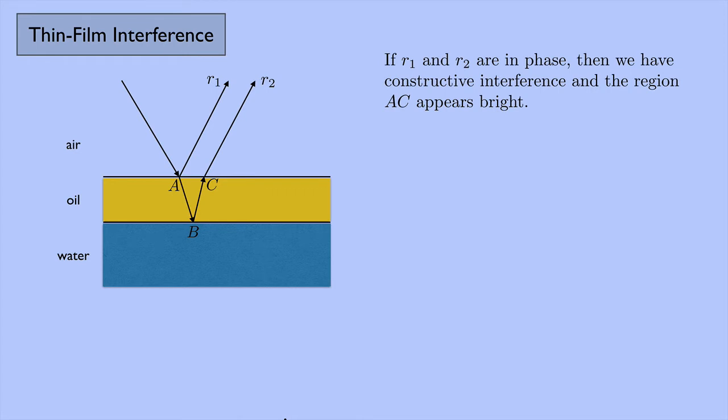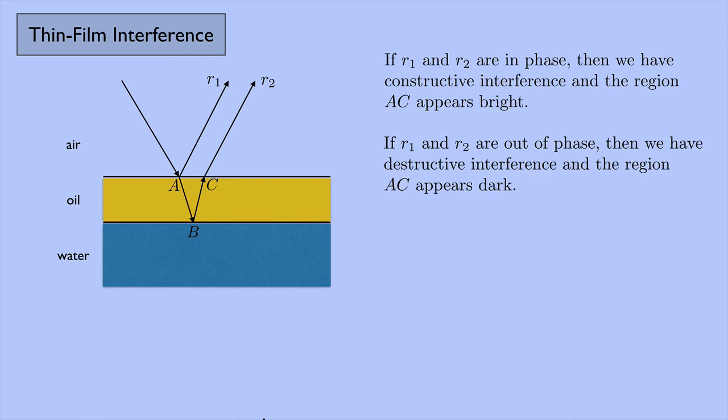And so I can say that if R1 and R2 are in phase, then we have constructive interference, and the region AC appears to be a bright spot. Remember that I actually have rays that are coming in perpendicular to this rather than at an angle. So in that case, the region around where the light ray reaches the surface would appear to be a bright spot. If R1 and R2 are out of phase, then we have destructive interference, and the region AC appears dark.